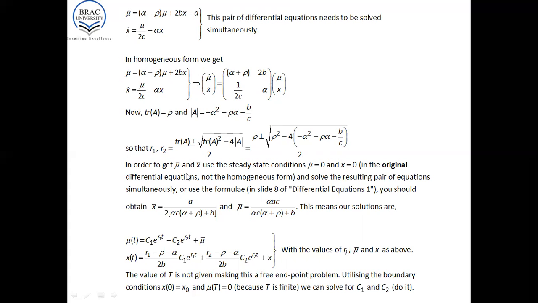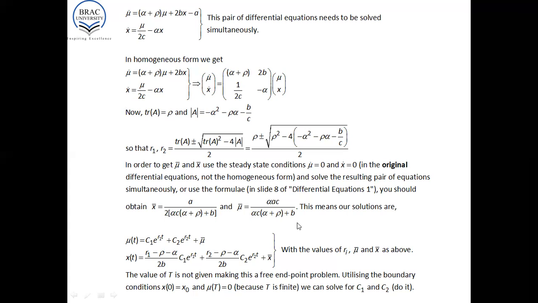Now, in order to get mu bar and x bar, use the steady state conditions mu dot equal to 0 and x dot equal to 0 in the original differential equations, not the homogeneous form, always remember, and solve the resulting pair of equations simultaneously. Or you could use the formulae, which is in slide 8 of the differential equations 1 slides. You should obtain x bar equal to this thing, a by this thing, and mu bar is equal to alpha a c by this thing.